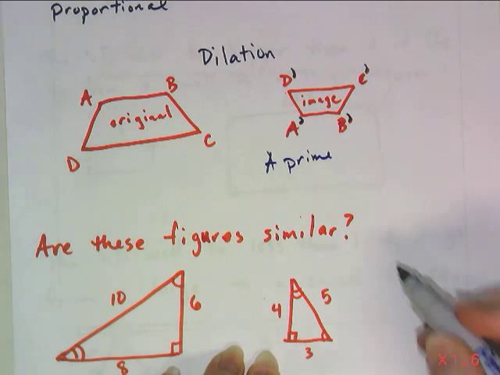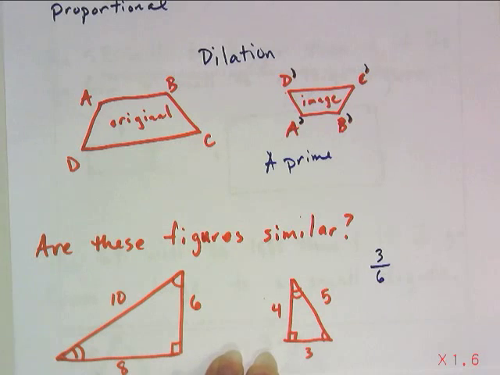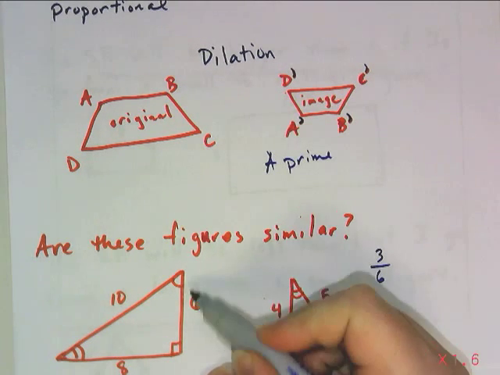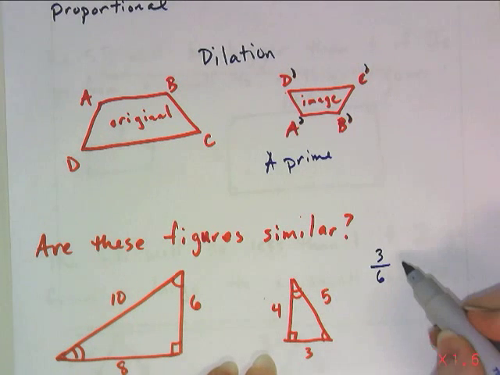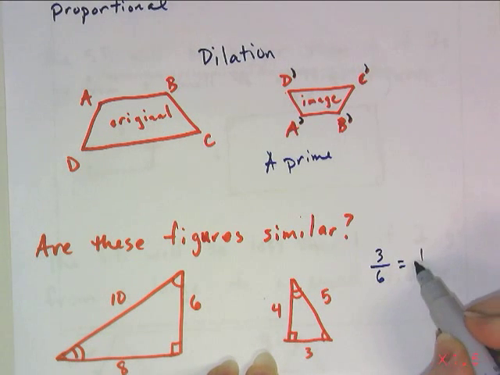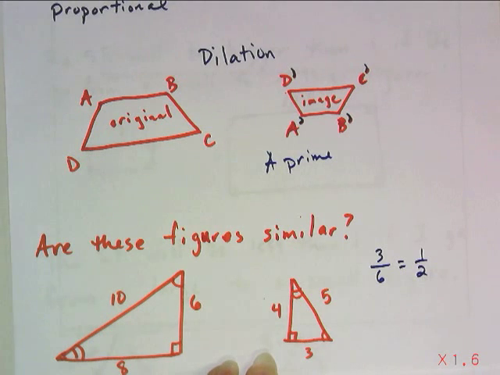I have a feeling we like to keep our fractions with the smaller number on top if we can. So small on top of big gives me 3 over 6. What does that reduce to? That reduces to 1/2. Well, all of my other ratios of my side lengths reduce to 1/2.